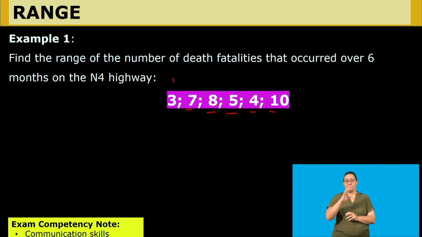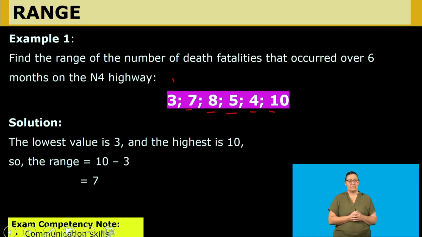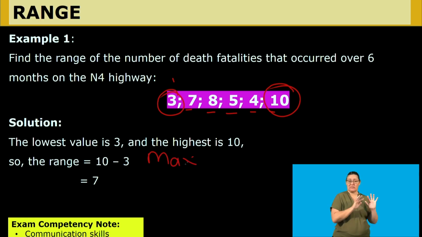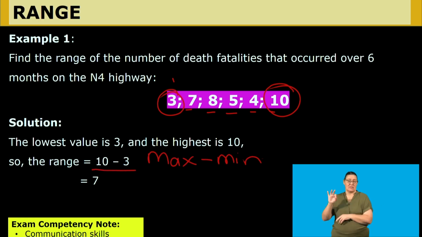So remember, when you want the range, we say the range is the difference. You subtract the smallest value from the highest value. So let's see how you will tackle this one. The lowest value from this data is 3. And the highest value, I think we can all agree, is 10. So the range would be the maximum value minus the minimum value. And as you can see, it is 10 minus 3, which equals 7. This is how you determine your range.